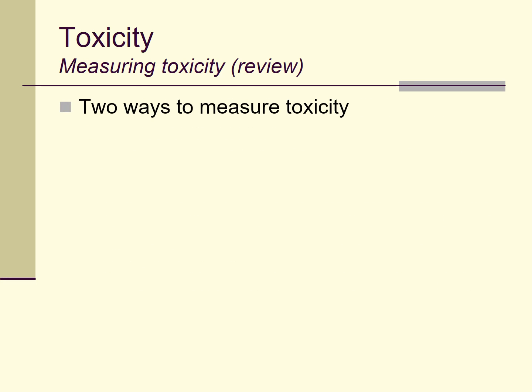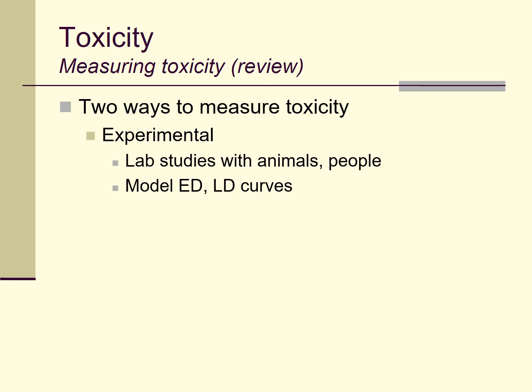Okay, so just to step back and review for a moment, recall that we're focusing on toxicity as a way of thinking about dangerousness or riskiness of drug use, and I've told you there are two ways for measuring toxicity. One is experimental, where we're doing lab studies, often involving animals, sometimes involving people, and we're trying to plot out effective dosing and lethal dosing curves and try to understand the margin of safety for a given drug.